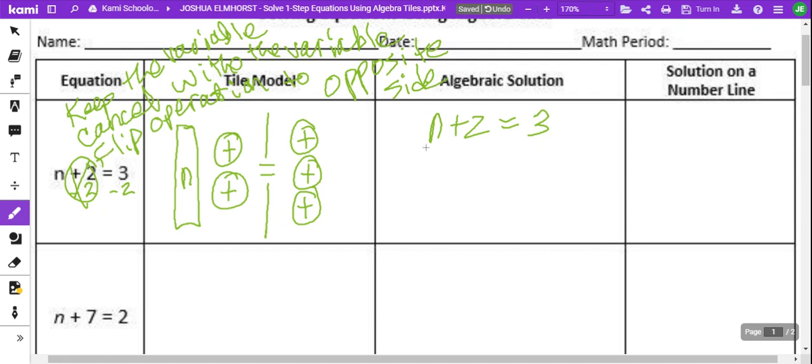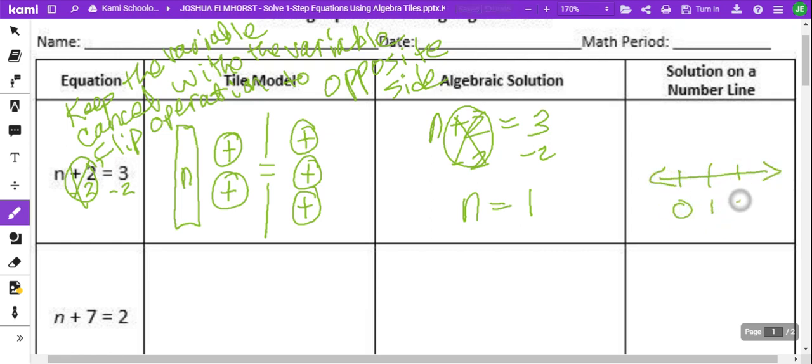So this is going to end up being take away 2, take away 2. So now n equals 1. The number line solution, we can just do a quick number line. 1, 0, 2, and then n is equal to 1, so we put a solid circle in there.